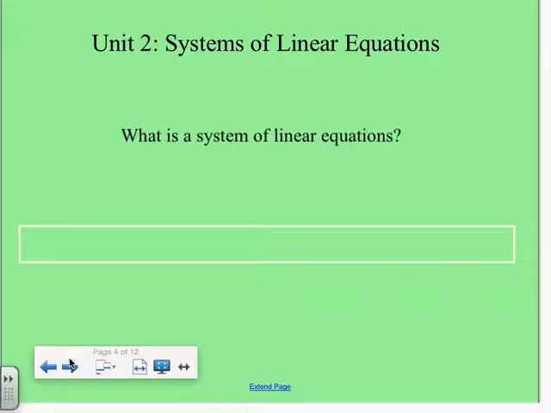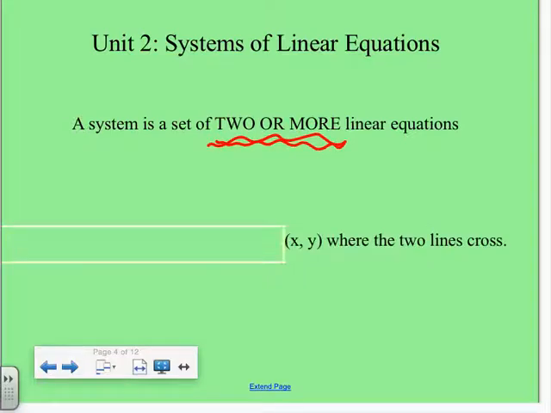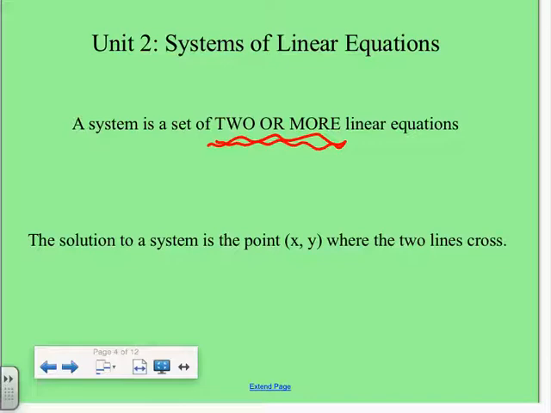All right, so let's talk about what we're learning today. Systems of linear equations. What is a system of linear equations? In the middle box, we want to write: a system is two or more linear equations. This two or more is the key part. They could give you a bunch of different ones. It doesn't always have to be two. Then the last part: the solution to a system is the point (x, y) where the two lines cross, where they intersect. They use this word intersection a lot.